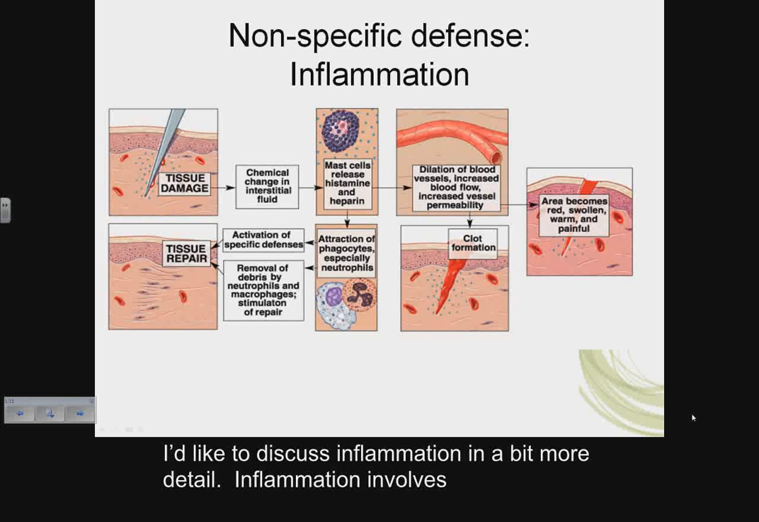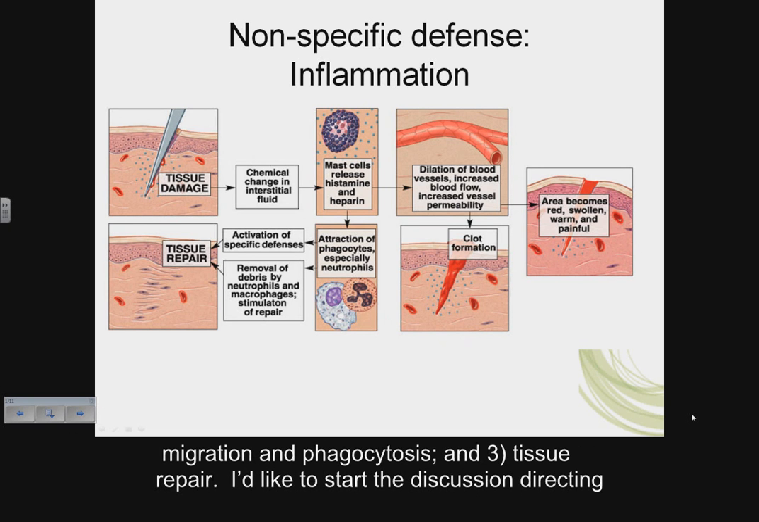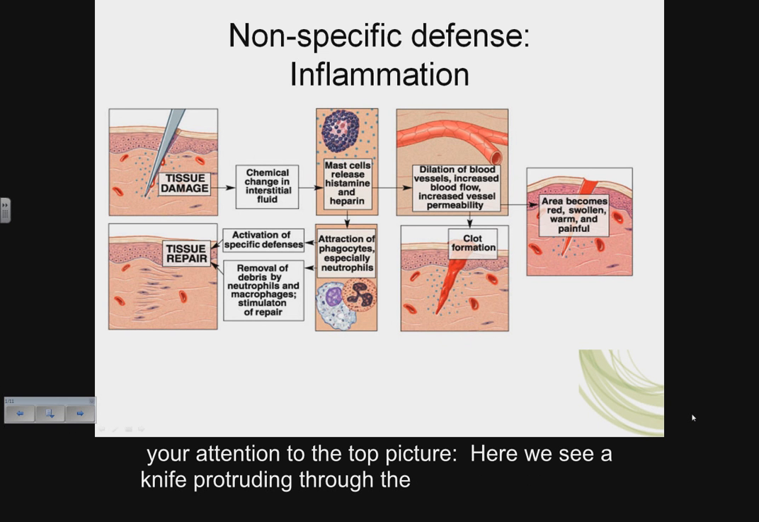I'd like to discuss inflammation in a bit more detail. Inflammation involves three main stages. 1. Vasodilation and increased permeability of blood vessels. 2. Phagocyte migration and phagocytosis. And 3. Tissue repair. I'd like to start the discussion directing your attention to the top picture.